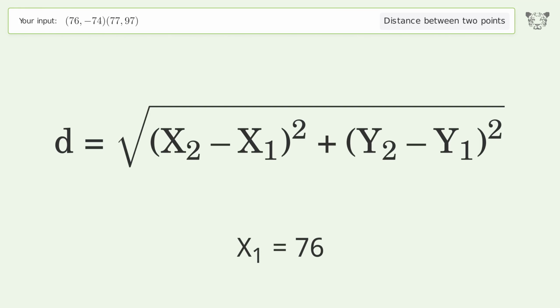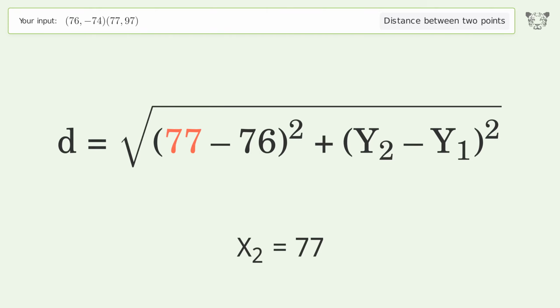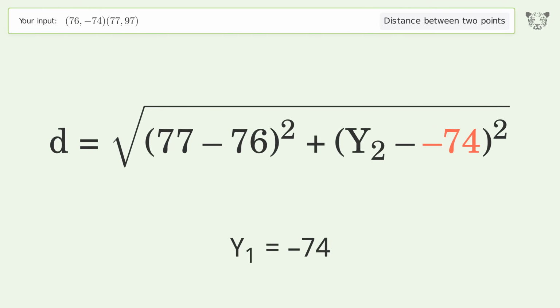x1 equals 76. x2 equals 77. y1 equals negative 74. y2 equals 97.